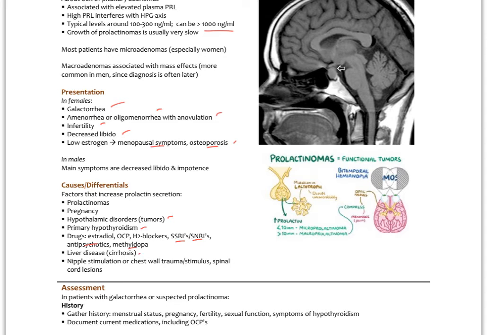Liver disease, cirrhosis, because you tend to get high estrogen in those states. And then any sort of trauma, burn, injury to the chest wall, which is constantly activating those sensory nerves around the nipples, could increase prolactin secretion. So that would be some of the causes there.